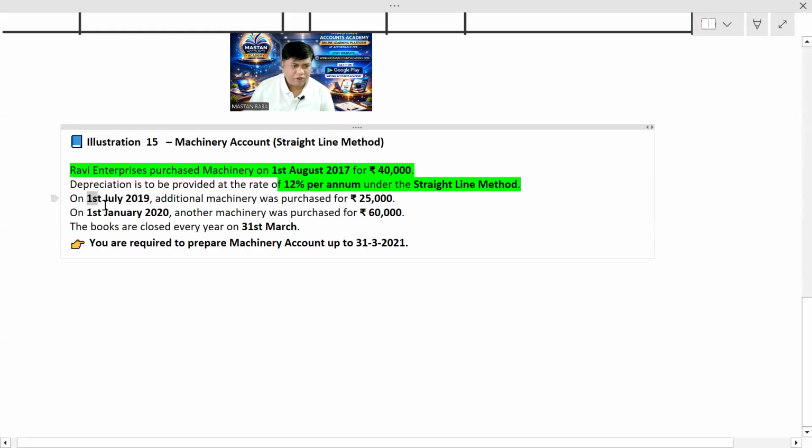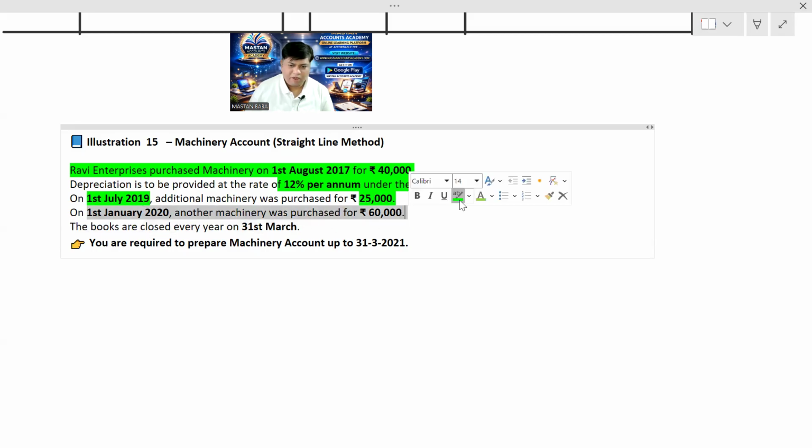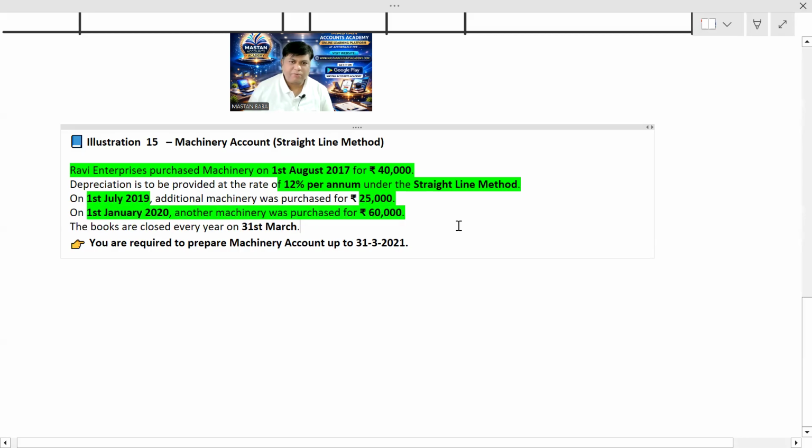Again, on 1st July 2019, they purchased an additional machinery. The additional machinery cost is 25,000. So first machinery 40,000, second machinery 25,000. And on 1st January 2020, another machinery was purchased for 60,000. So you can make a conclusion. Totally, how many machineries purchased? 3 machineries, right? And the books are closed every year on 31st March.